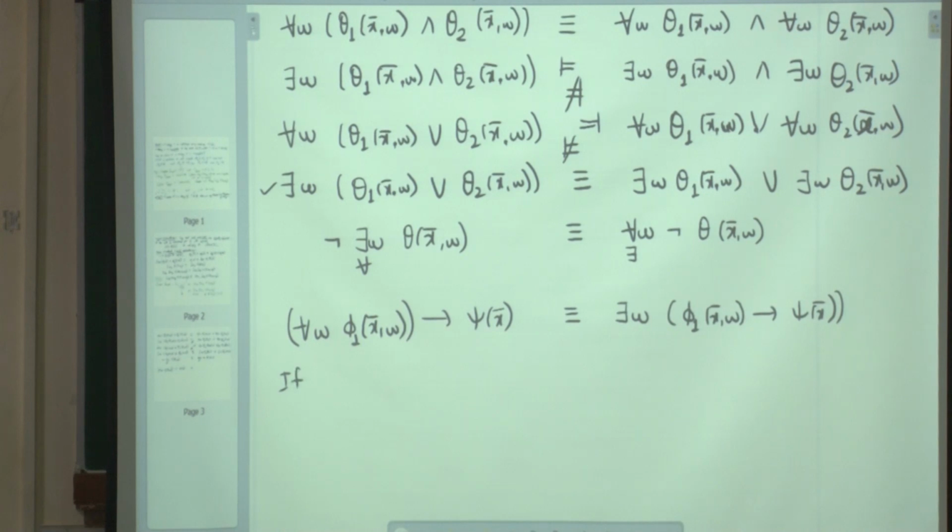If y is not in the set of free variables for phi, I mean phi of x bar y, then there exists w phi x bar w is the same as for all w phi x bar w. Yeah, this is better.